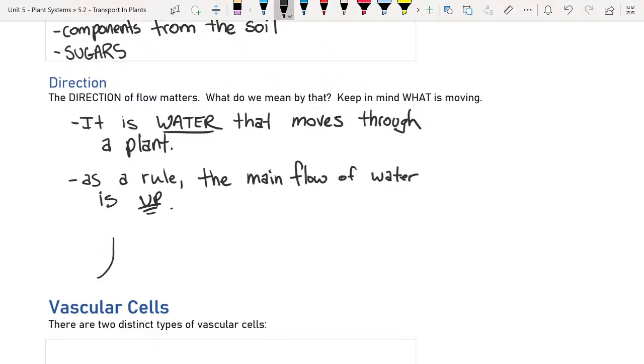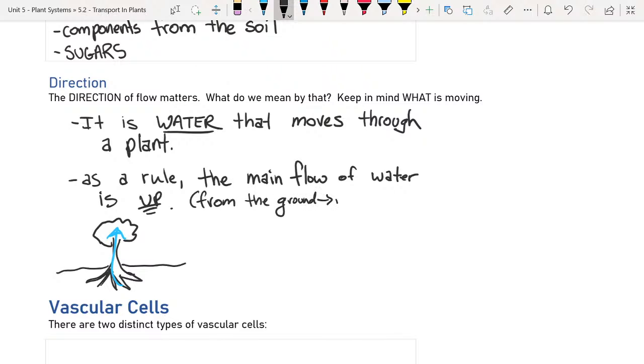Right? So if we have a tree like this, and it's got roots like that, look at my beautiful roots, and there's the ground. As a rule, water flows up. From the ground through the roots up. And if we're talking about a tree, it would go up the trunk of the tree, up the branches to the leaves.